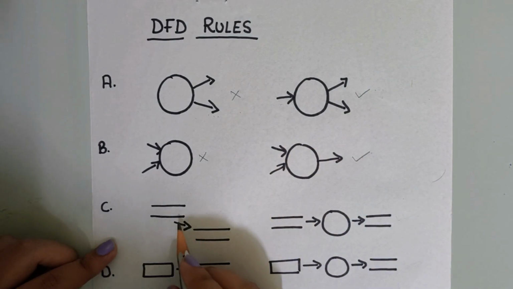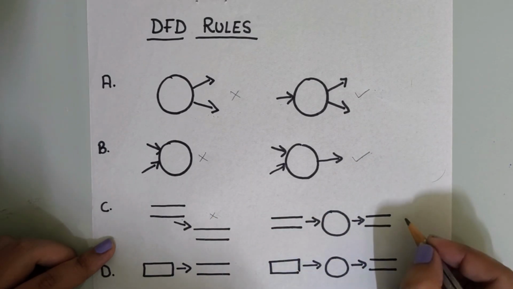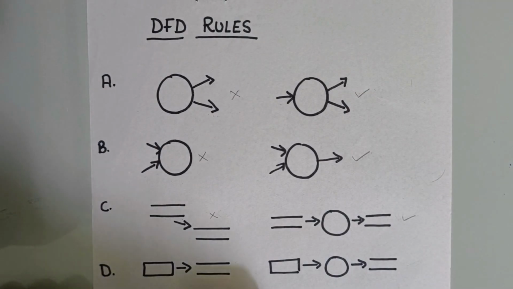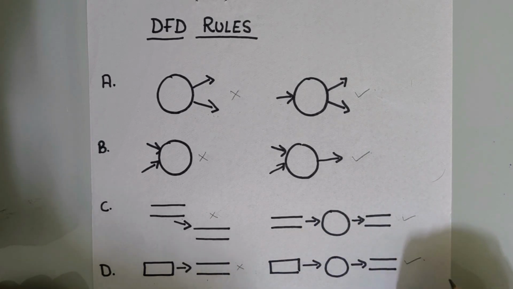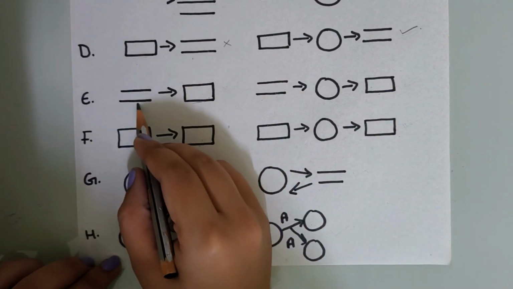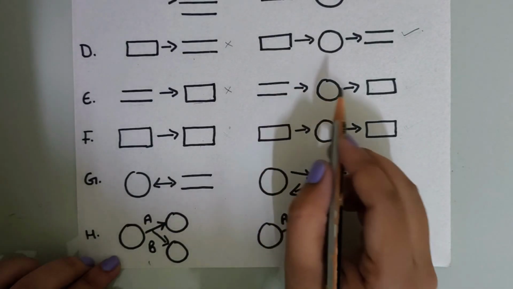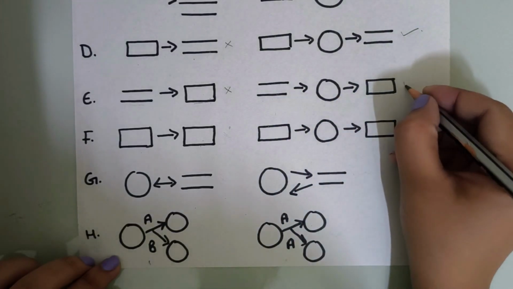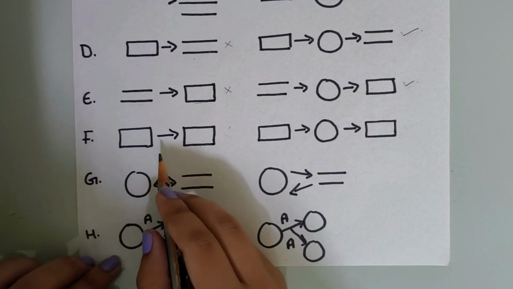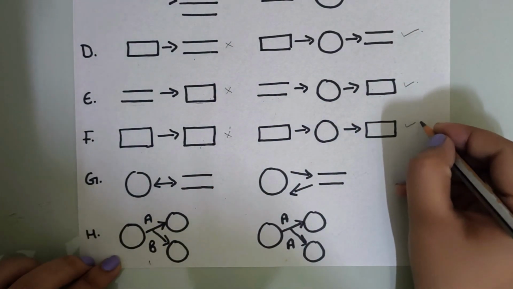C. Data cannot move directly from one store to another, so this is incorrect. Through a process, it is correct. D. Data cannot move from an outside sink to a data store, so this is incorrect. Through a process, it is correct. Data cannot move directly from a data store to a sink, so this is incorrect. Data moves from a data store to a sink through a process, so this is correct. Data cannot move directly from a source to a sink, so this is incorrect. Through a process, it is correct.